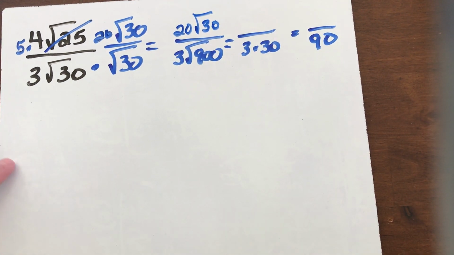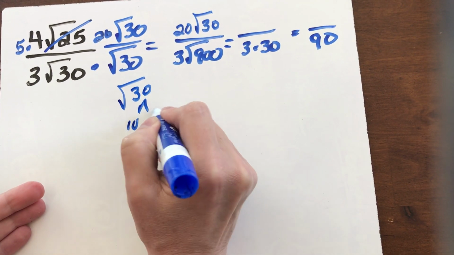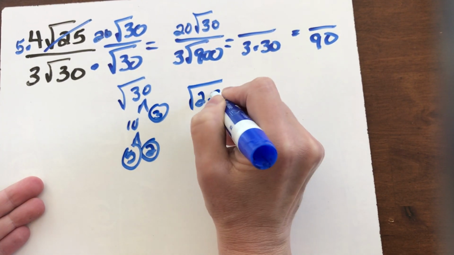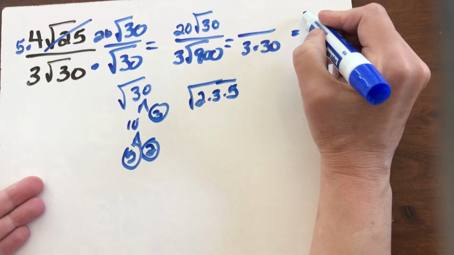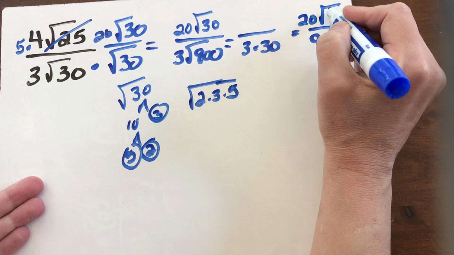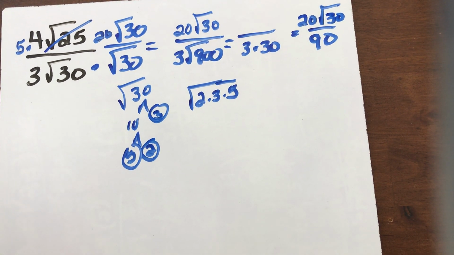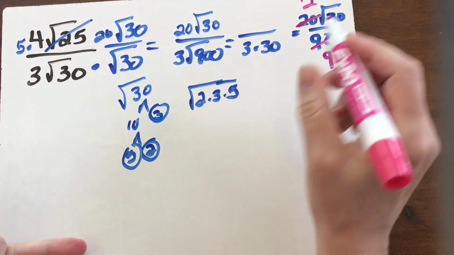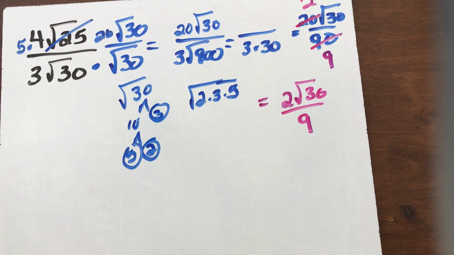Now, think about 30. Are there any perfect squares that you can pull out of 30? Well, if you don't remember, look at it this way. We have 10 times 3, and then we have 5 times 2. So you're going to have 2 times 3 times 5. You don't have any perfect squares, so that is simplified as far as it can go. So we're going to have 20 times the square root of 30 over 90. Now again, the 20 and the 90 are fair game to simplify. 10 goes into 20 twice, and 10 goes into 90 9 times. So you're going to end up with 2 times the radical of 30 all over 9.